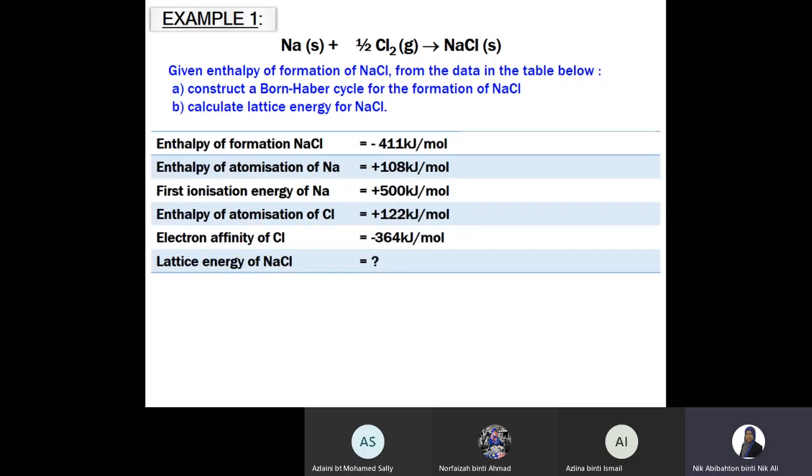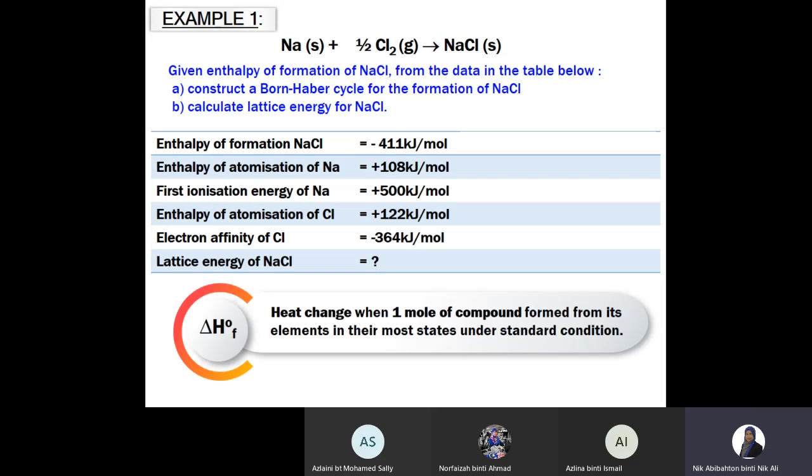Okay, so from the information given to us, we have all of the enthalpies: formation, atomization, ionization energy, electron affinity, and lattice energy of sodium chloride. Most students are able to write the equations, but the equations written are not according to the definition. That's why we recalled the definitions of the enthalpies just now. So now let us try to write the equations again according to the definition.